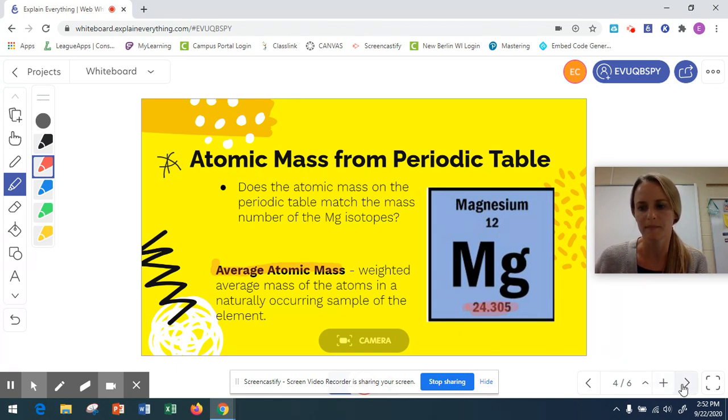It's also important to note that these masses on the periodic table also indicate the most common isotope. So because this average atomic mass is 24.305, we can then say that the most common isotope has a mass number of 24. So the majority of magnesium atoms, if they were taken from the Earth, are going to have 12 neutrons.